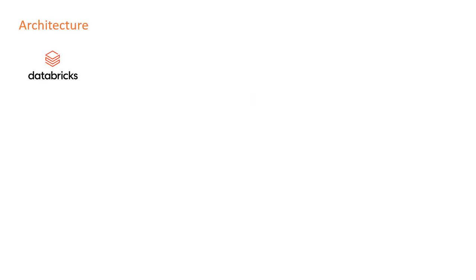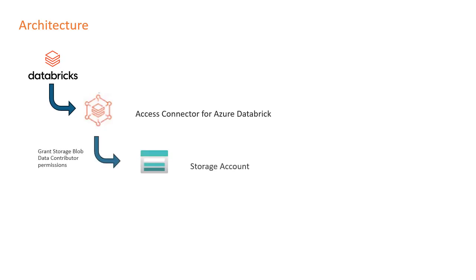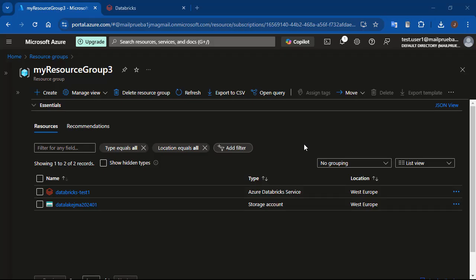For starters, we will have a Databricks workspace, then we will deploy an access connector for Databricks that will do the job to connect Databricks with the storage account, and for that we will need to grant the right permissions. Then, in Unity Catalog, we will create a storage credential and an external location so that we will be able to explore and consume the storage account data directly from the Databricks. Okay, so let's go to the practical part.